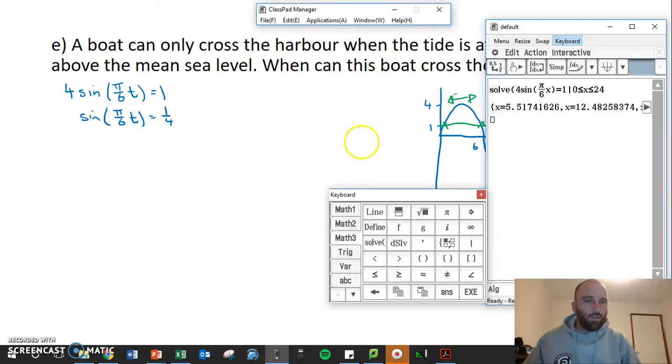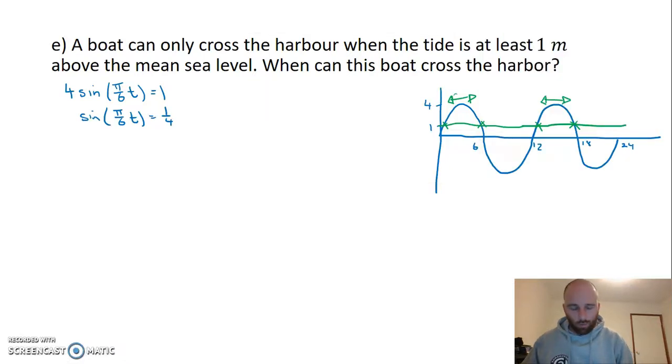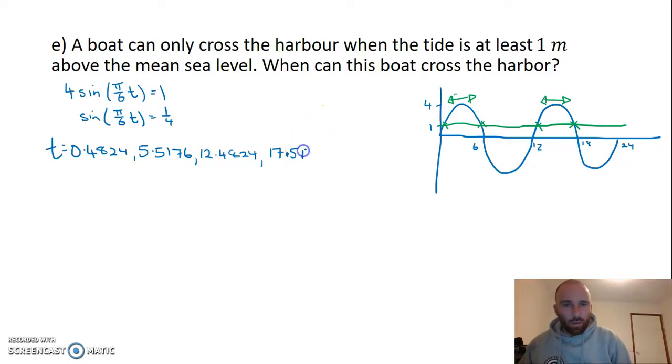Okay, so what I've got is 4 values. I'm going to write these down below. Just give me 2 seconds while we copy them down. So what you should get is t is equal to 0.4824. Next one is 5.5176, 12.4824, and 17.5173. Yeah, I think I can read my own handwriting.